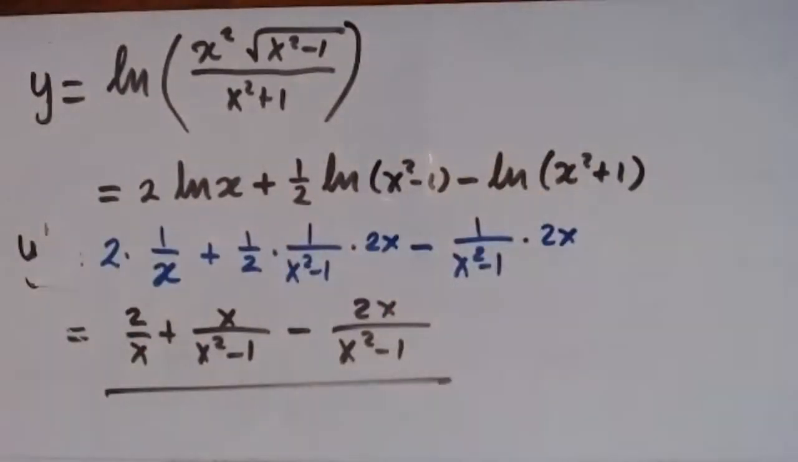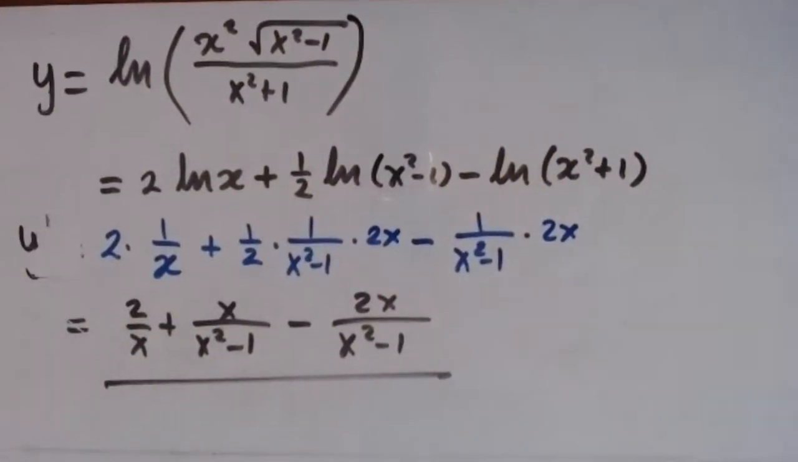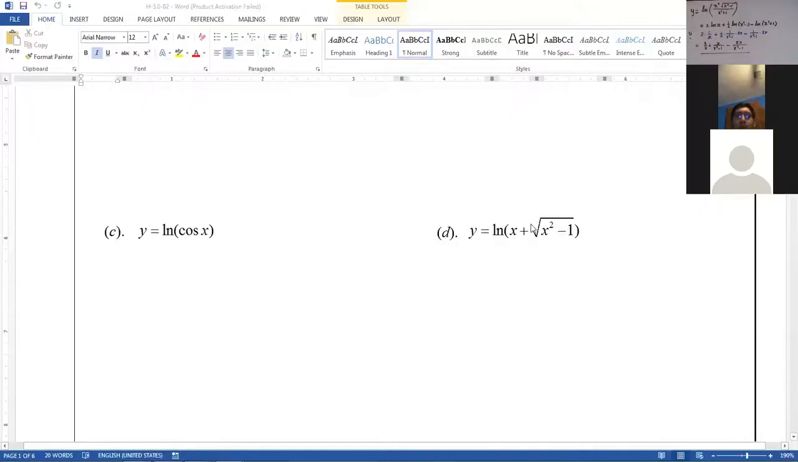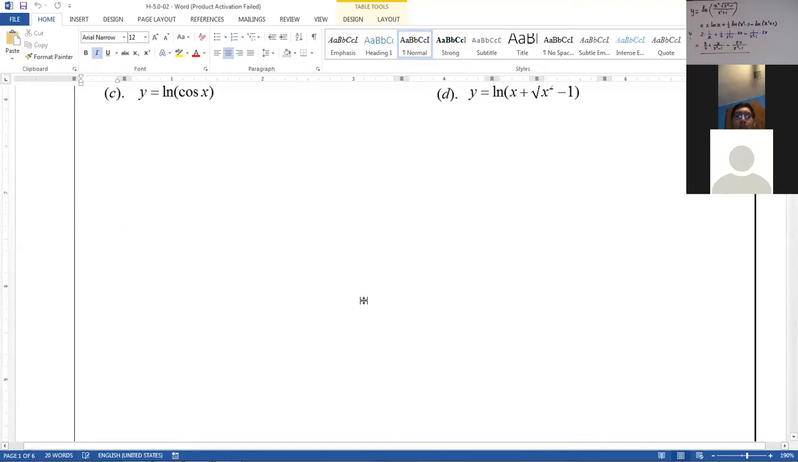Okay, so in the case of our homework here, this is not ln of x plus ln of this. You have to do 1 over this times the derivative of this. Be careful with that.